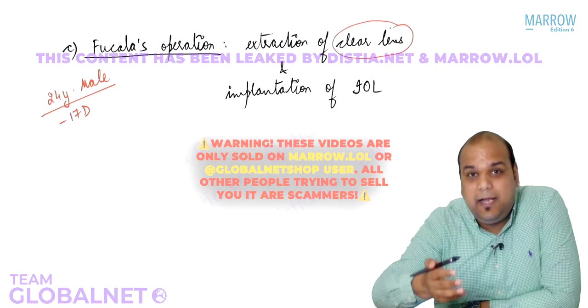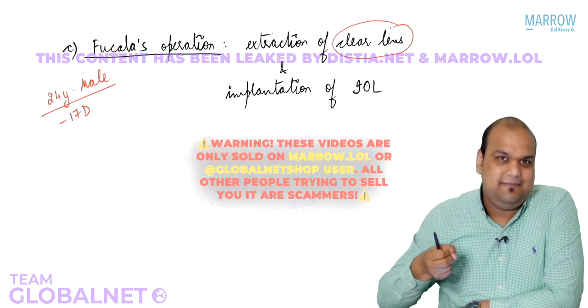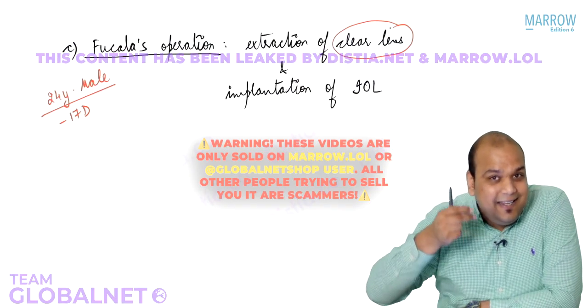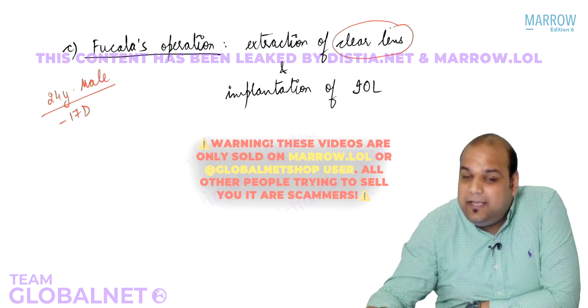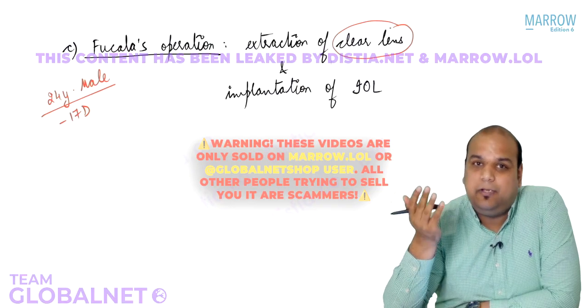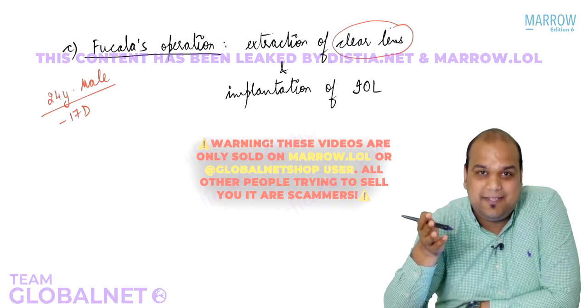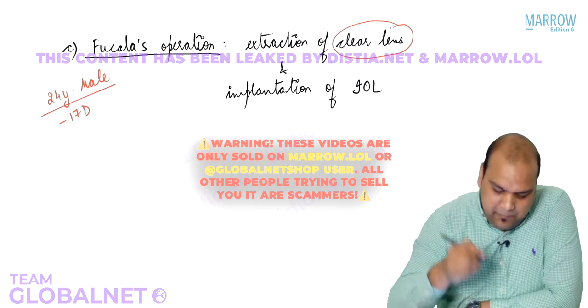16 diopter to 19 diopter, plus 16 to plus 19. If I remove the lens, I am basically decreasing the power of the eye by around 16 to 19 diopter. Whatever residual power is there, I will implant an IOL for that, whether plus 1, plus 2, minus 1, minus 2. And this is called Fukala's operation. So this is done in very high myopia.